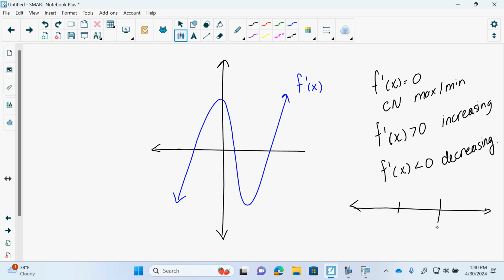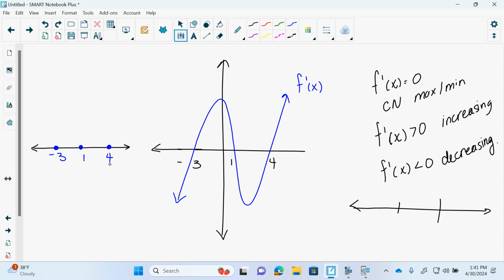Can I turn that graph of f prime of x into a number line? I can. So I'm going to turn this into a number line. What is going to be on my number line? Say this is -3, 1, and 4.